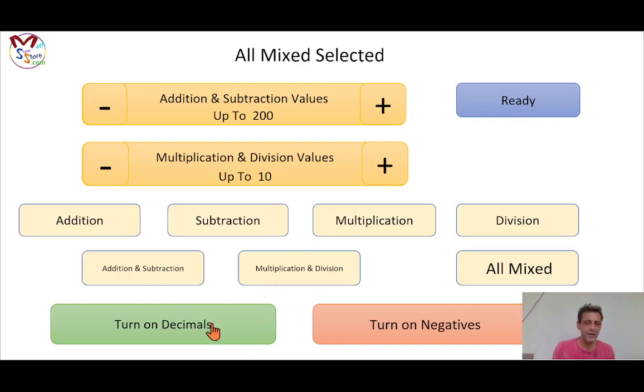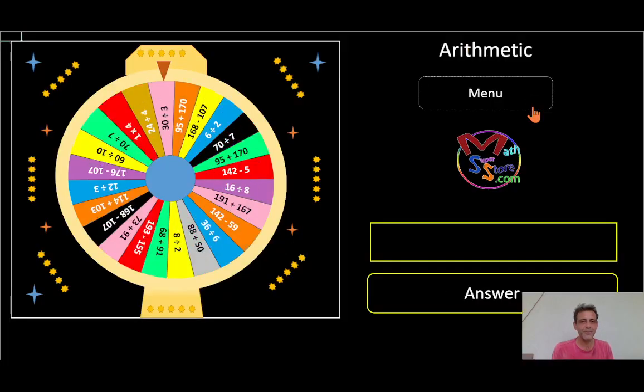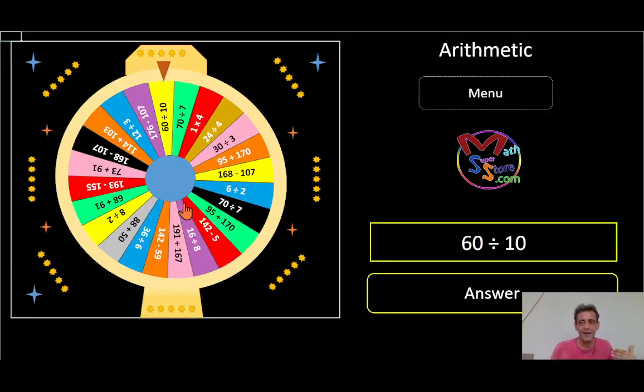Oh, and if you have turned on either decimals or negatives or both, or left it on by mistake, and you press OK, it'll say decimals are on. Is that okay? Yes, if that's what you wanted. No, if it's not, then you can turn decimals off, and then you're ready to go. I've made that mistake many times, and it takes a few seconds to get there and back, but it's more annoying than anything else.